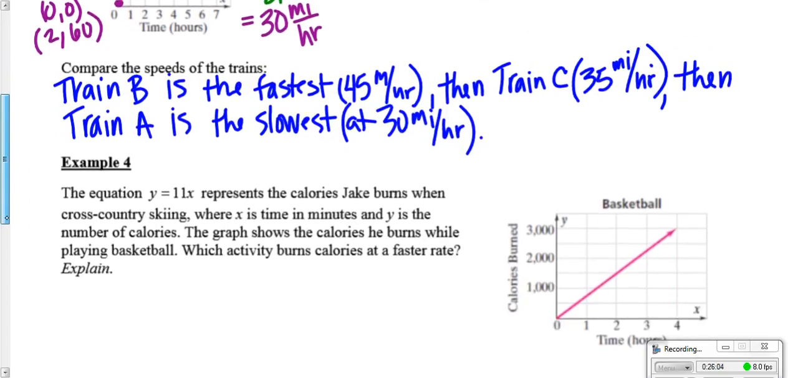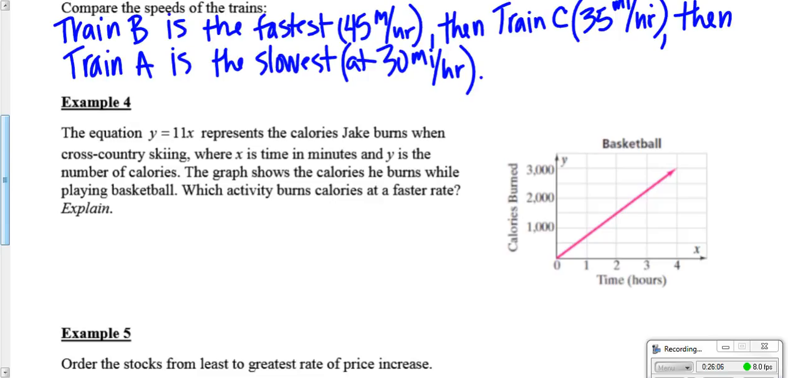Example number 4. The equation y equals 11x represents the calories Jake burns when he is cross-country skiing, where x is time in minutes, y is the number of calories. The graph shows the calories he burns while playing basketball. Which activity burns calories at a faster rate? We are to explain. Okay, so a couple of things to keep in mind. We have the equation y equals 11x, and this is for cross-country skiing. Then we have x is time in minutes, y is the number of calories.